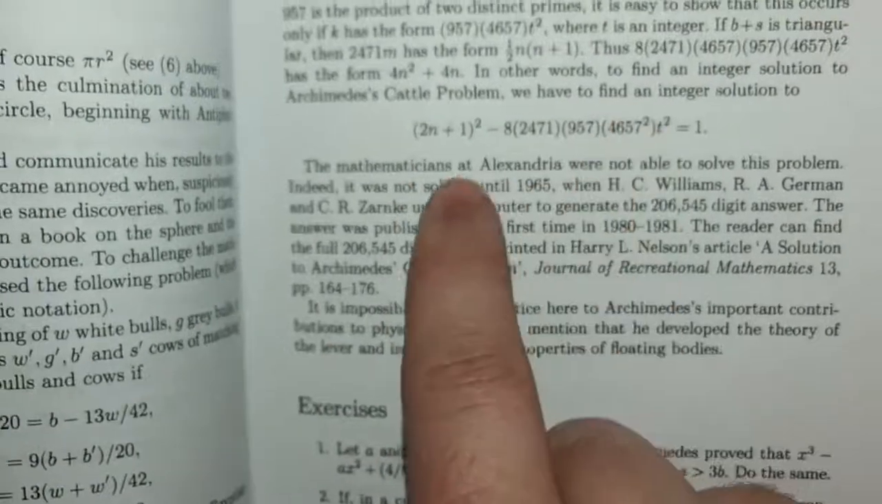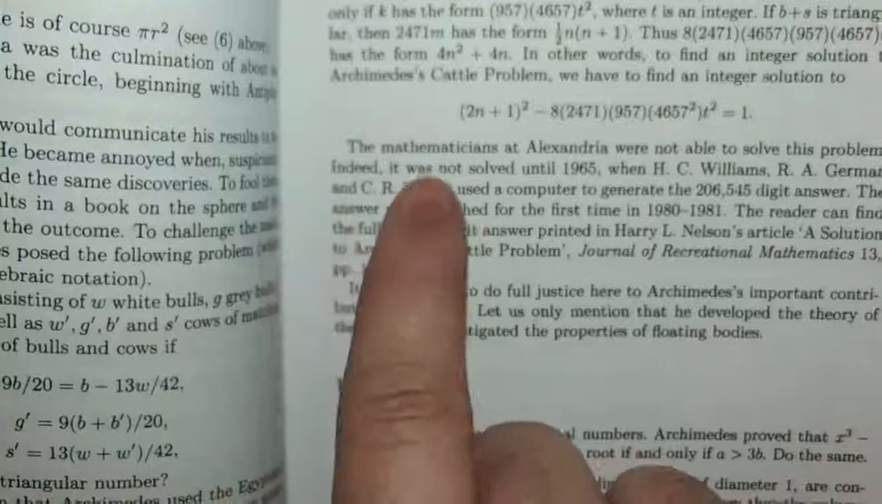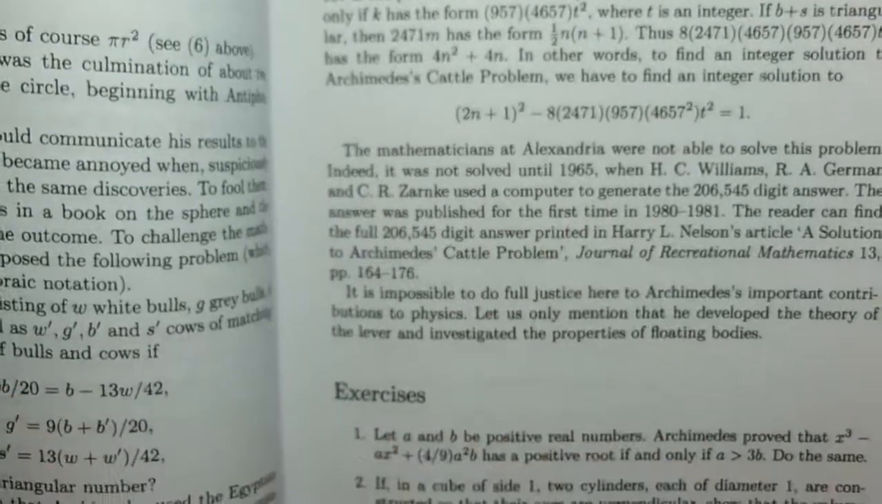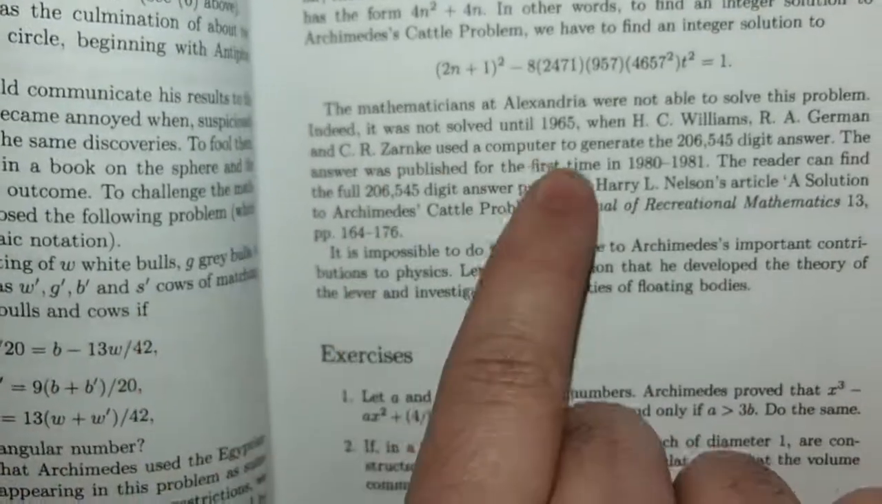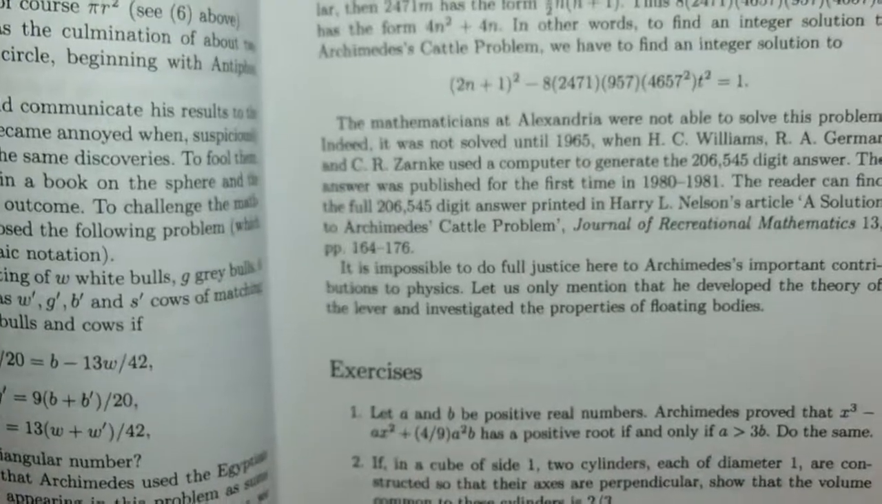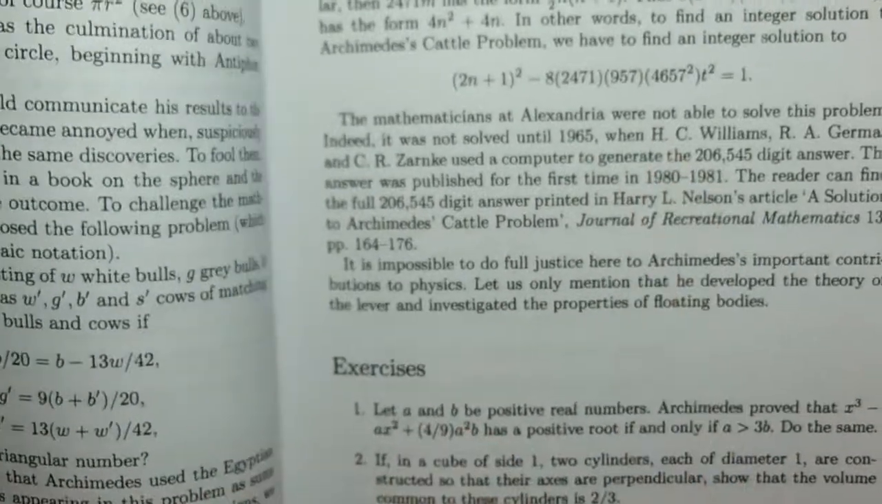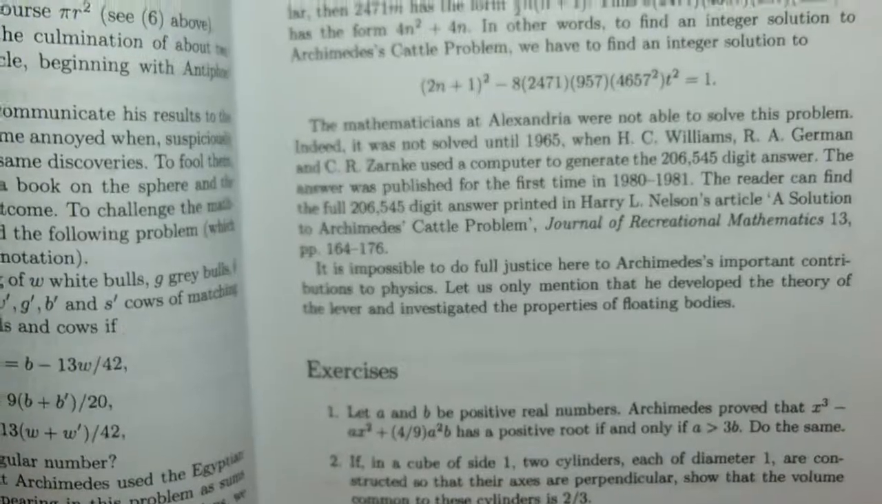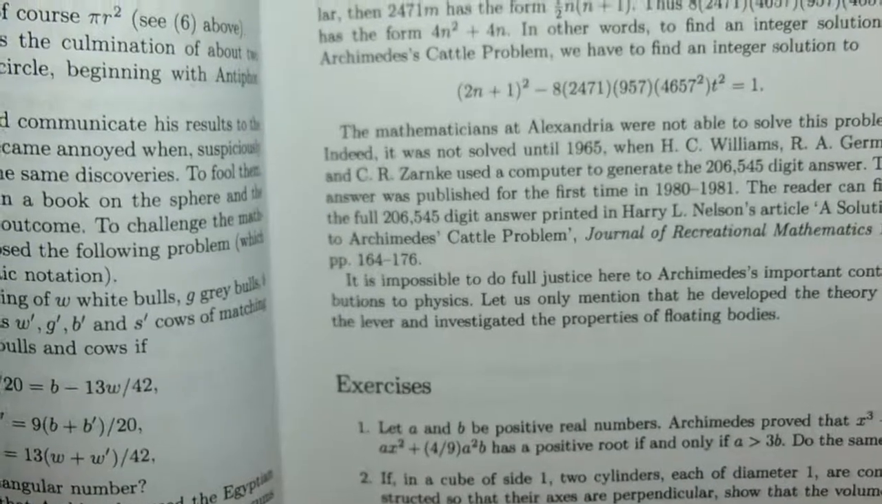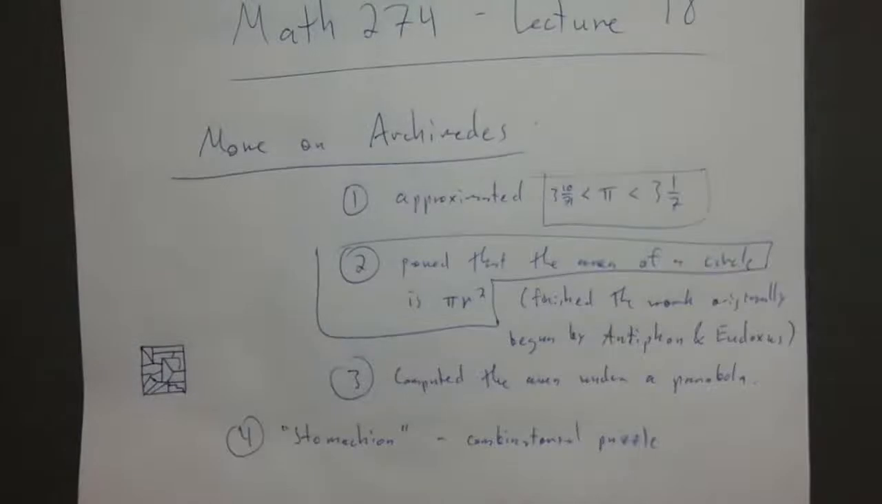Now this is a complicated equation to solve. Obviously, as it says here, the mathematicians at Alexandria could not solve the problem. It wasn't solved until 1965. The answer was 206,545 digits long. Okay. Now, whether Archimedes actually already knew, had maybe worked backwards and already knew the answer, is debatable. That's a pretty long number, but it's not outside the realm of possibilities that Archimedes knew this.